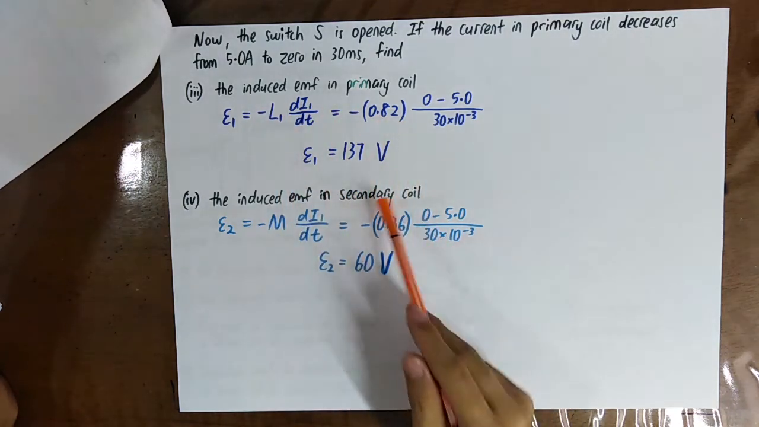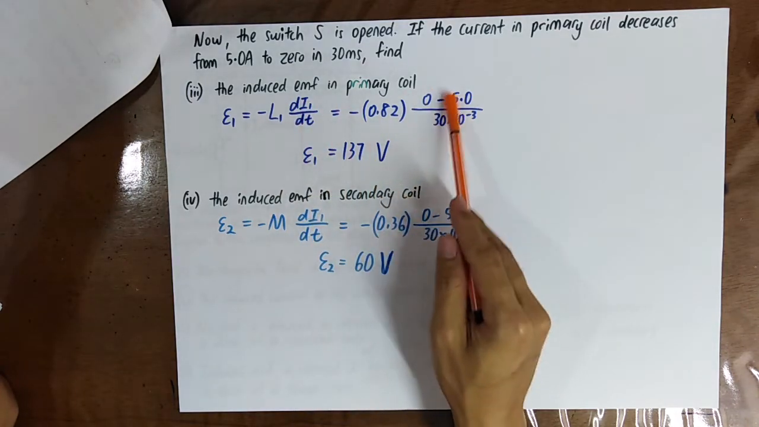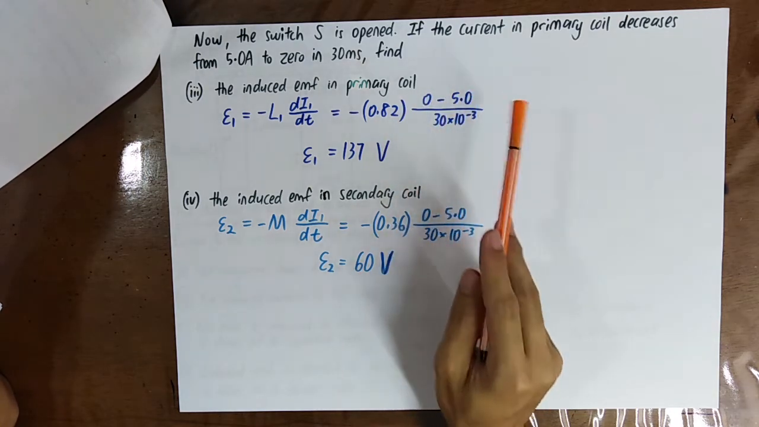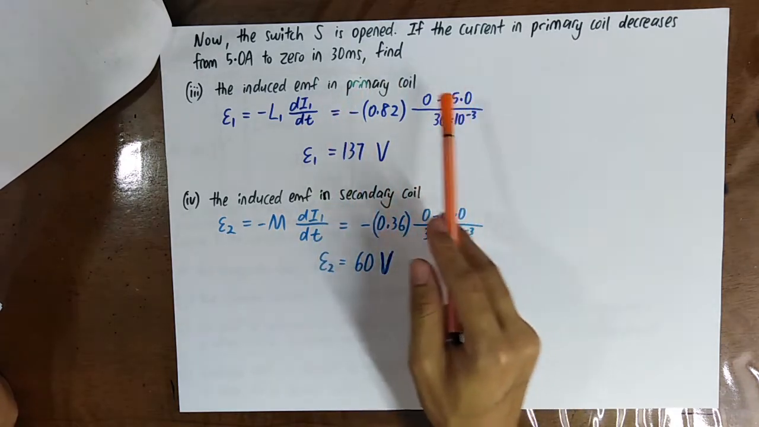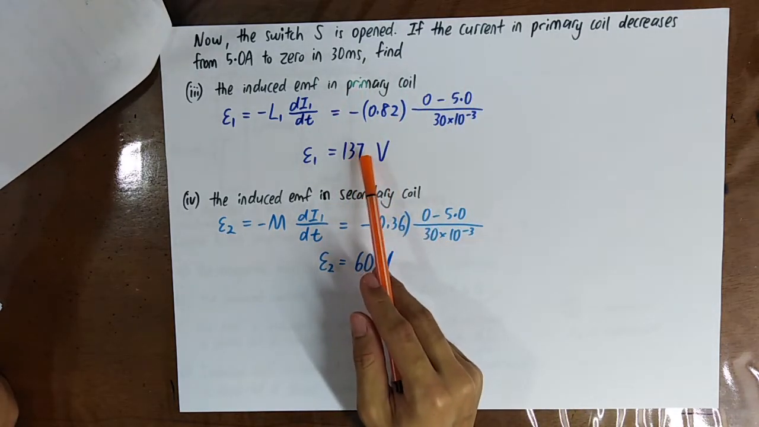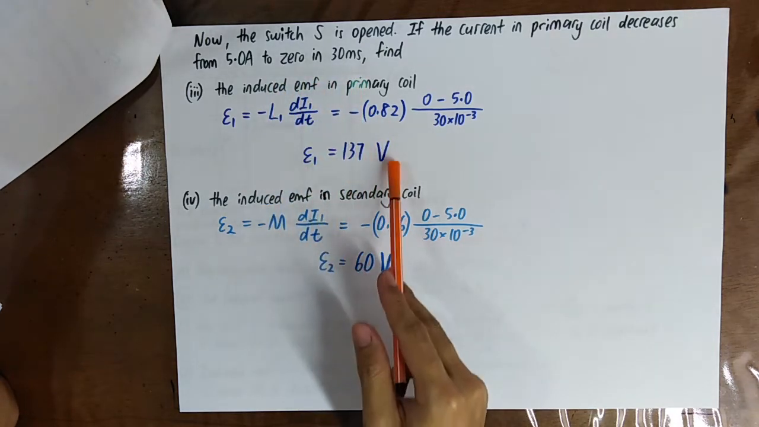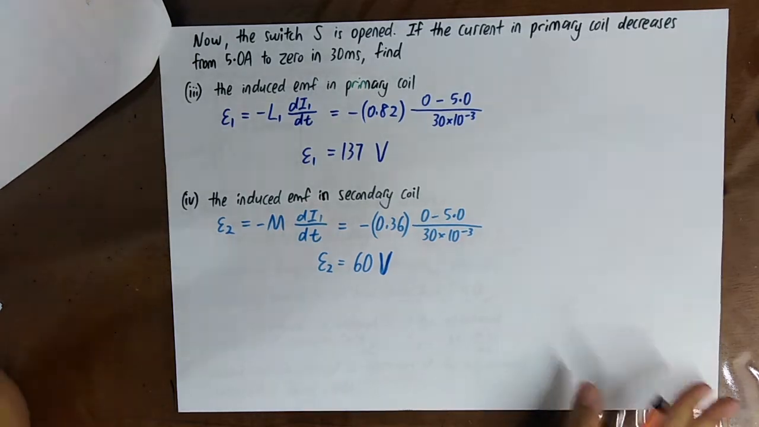Okay, and then please notice that di1 is the final current minus the initial current, okay? Not the initial current minus final current here, okay? But no matter what answer you get in the end, make sure that it is positive, because I only want to know the magnitude. I don't care about the polarity of the induced EMF, okay?